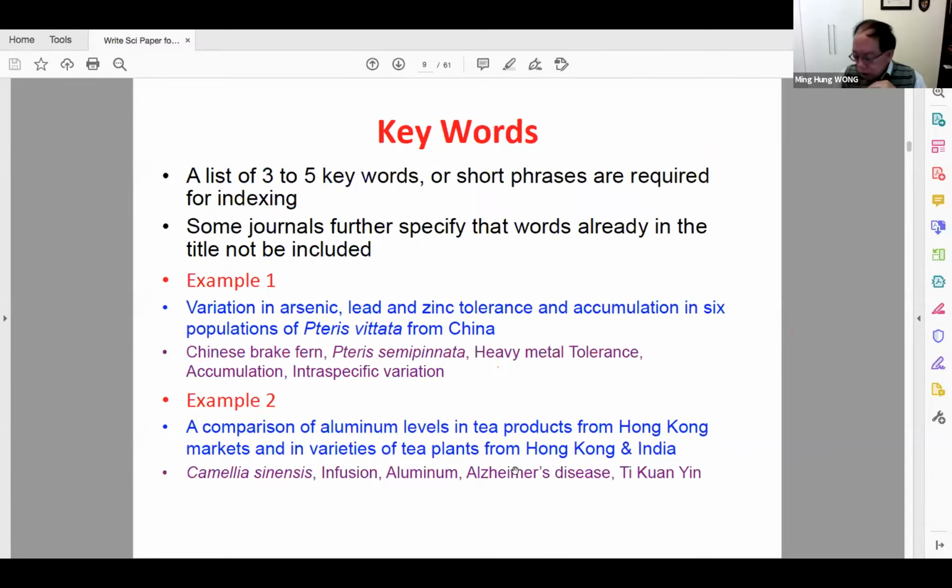Now, abstract. Oops. Now, keywords would be important. Have we talked about abstract yet? Okay, it seems in the wrong order.